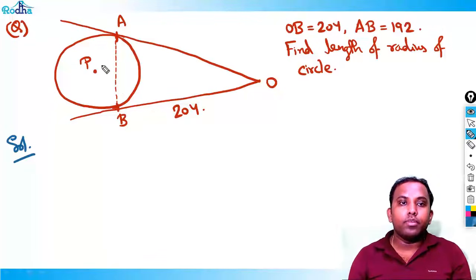So for the radius, I need to find it, just join AP. I need to find the length of AP here. So how to find it? See how to solve. Very good question.